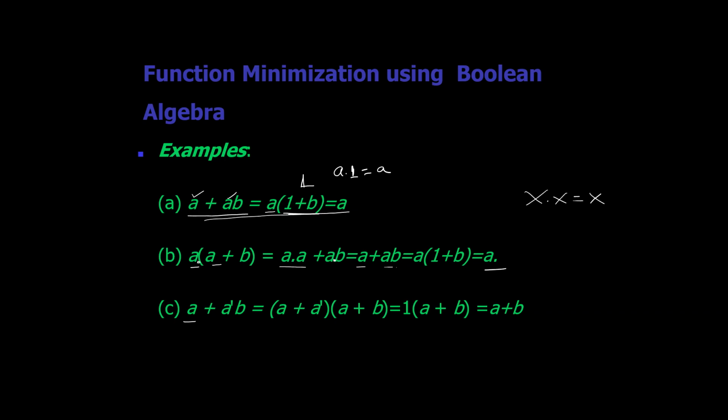Okay, so next part is a plus a bar b. You can write here, just take this a here, a plus a bar into a plus b, like this. What is a plus a bar? a plus a bar is 1. So you'll get a plus b. The answer will be a plus b.